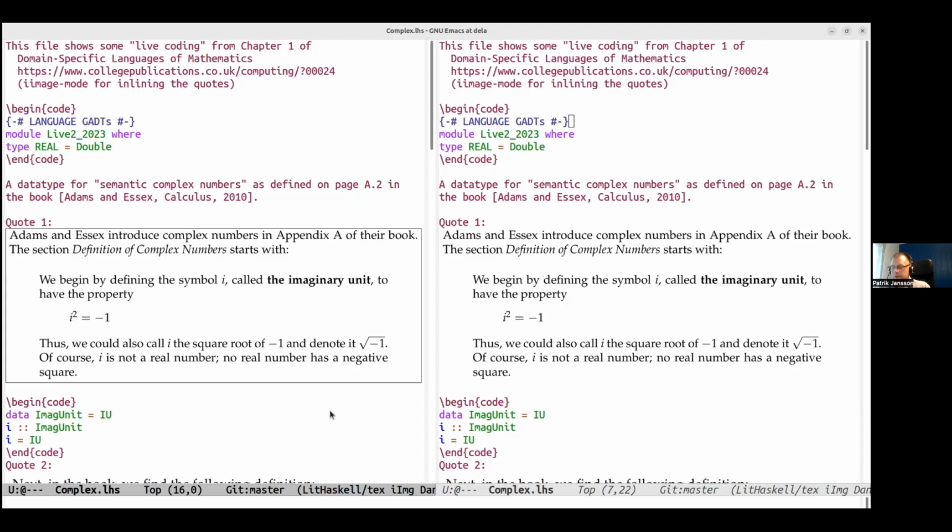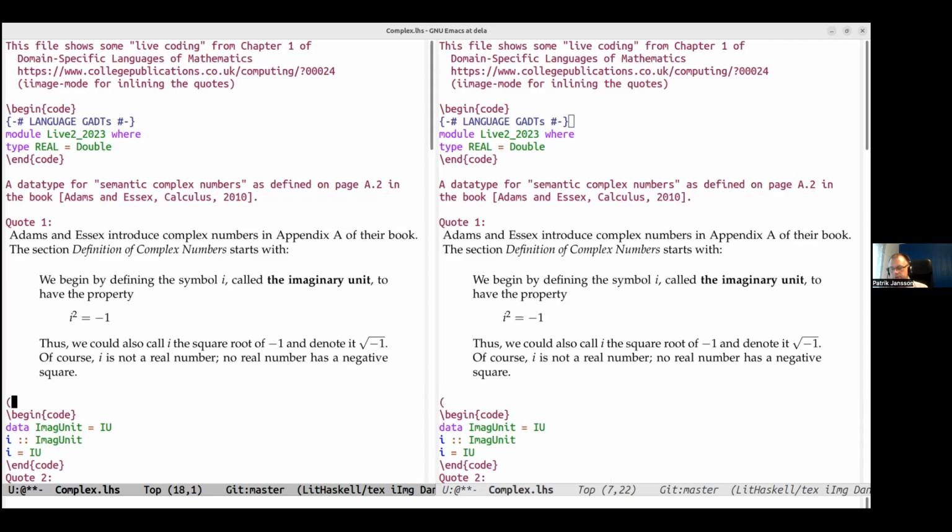Okay, so I'm trying now to see if we can implement something in Haskell, which step by step will build up towards being able to compute with complex numbers. But so far, from this 5-line quote here, the only thing we know is that we got something called an imaginary unit. It says it is not a real number, but it does not say that it is a complex number. So complex numbers are not mentioned, strictly speaking.